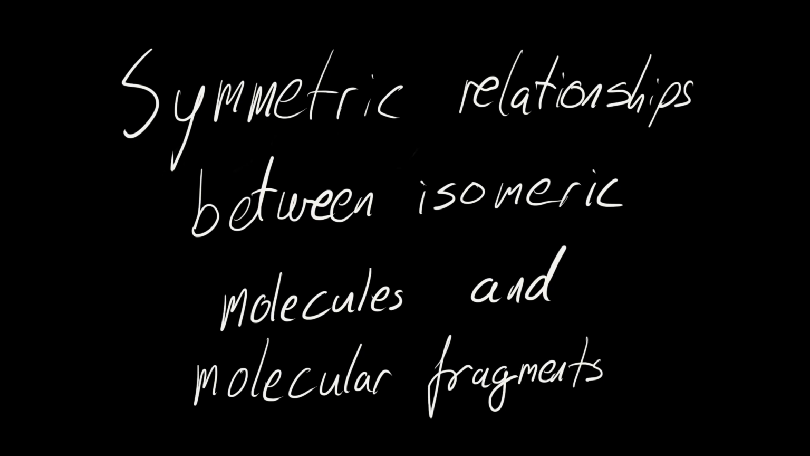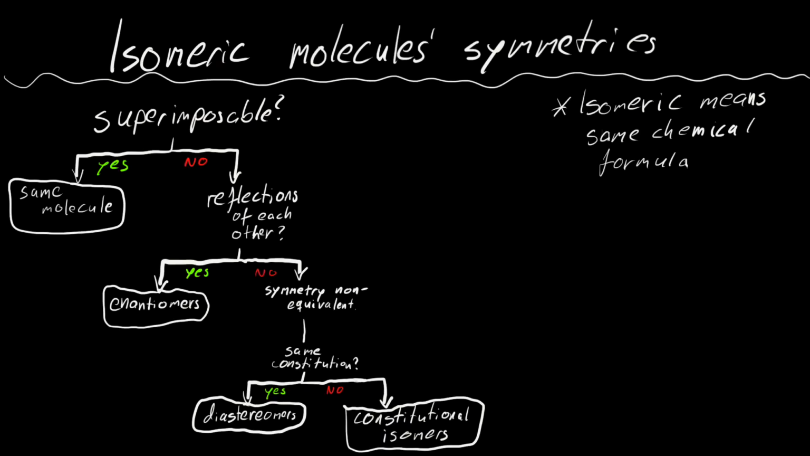Hi, I'm Martin, and this video is about symmetric relationships between isomers. You've probably heard about these between molecules, but very similar relationships exist between molecular fragments as well. Let's look at symmetry for entire molecules first. Two isomeric molecules, that is, two molecules with the same chemical formula, can have symmetry relationships.